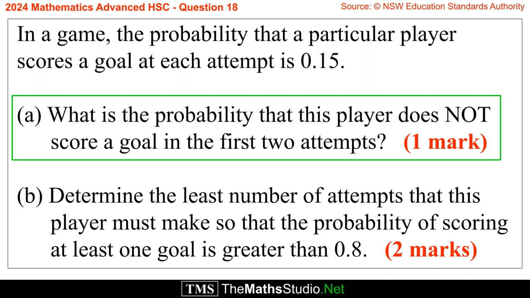Question 18. In a game, the probability that a particular player scores a goal at each attempt is 0.15. Part A. What is the probability that this player does not score a goal in the first 2 attempts?